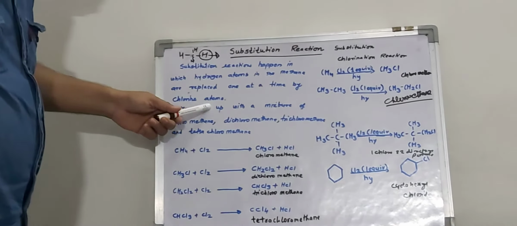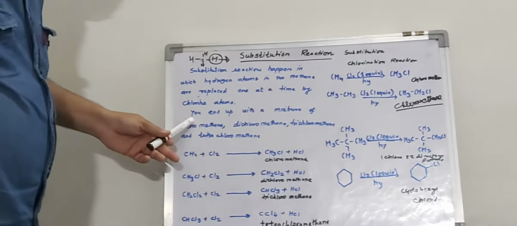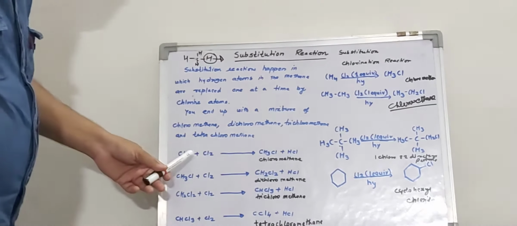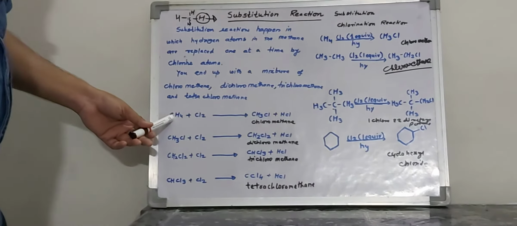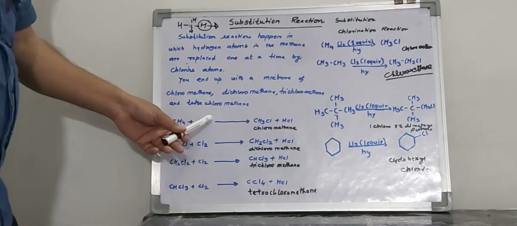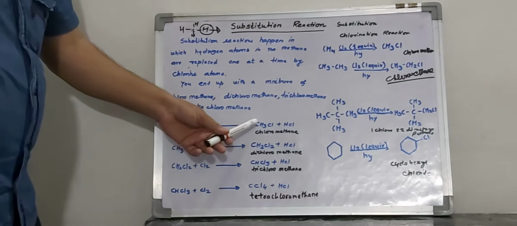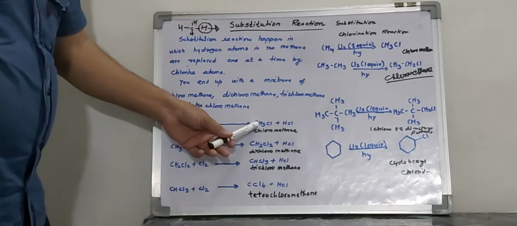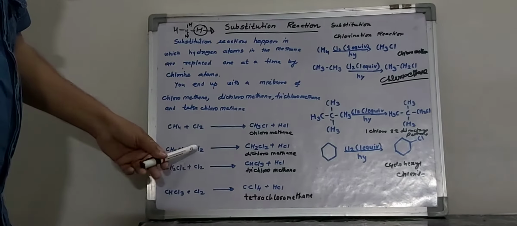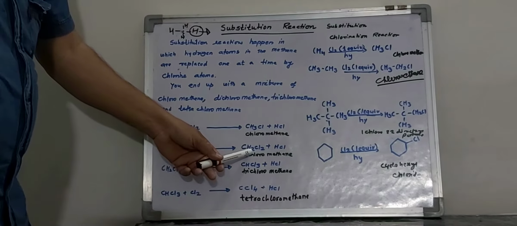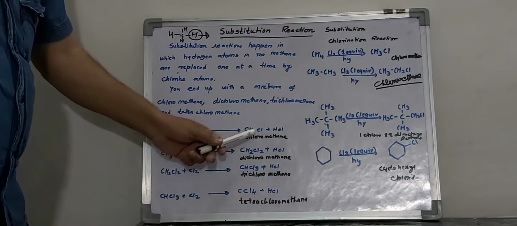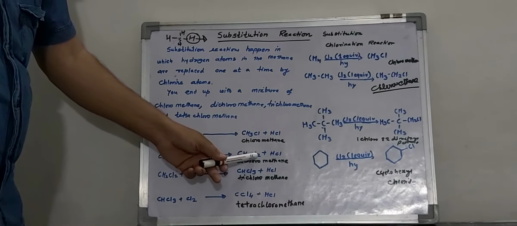And here you can end up this reaction with a mixture of chloromethane, dichloromethane, trichloromethane and tetrachloromethane. Means if we carry out a reaction of CH4, that is methane, with Cl2 under the UV light, you will find the formation of chloromethane, that is CH3Cl plus HCl. Similarly, this chloromethane when it again reacts with the Cl2, it gives dichloromethane. Means again one H is replaced by the Cl and we are getting 2 substitutions of Cl.